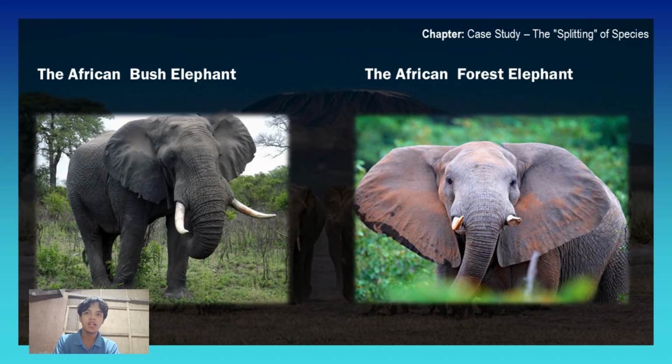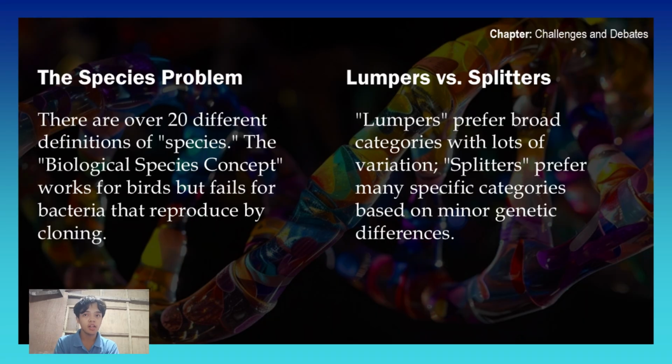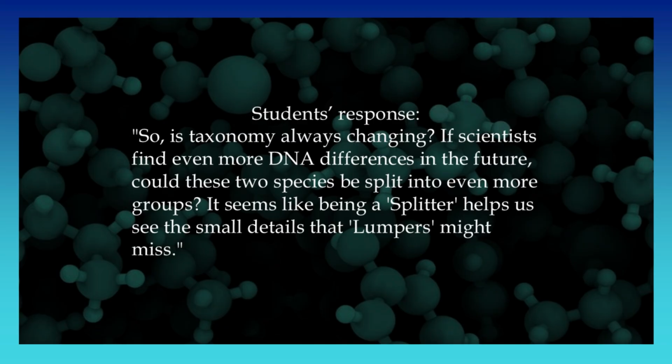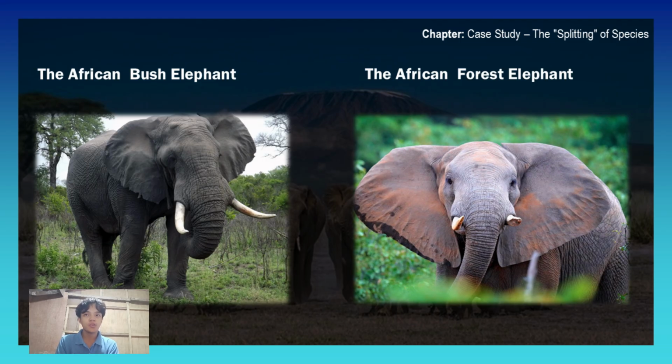So, this classification changed conservation laws because the forest elephant is significantly more endangered than the bush elephant. This splitting is a common debate in taxonomy, where lumpers prefer broad categories while splitters prefer specific categories based on minor genetic differences. Exactly. Classification is a tool, just like the African elephant. Identifying the specific genus and species allows us to provide the right medicine or protection to the right group. It shows that science is a living, breathing subject that changes as we discover more through DNA and technology.